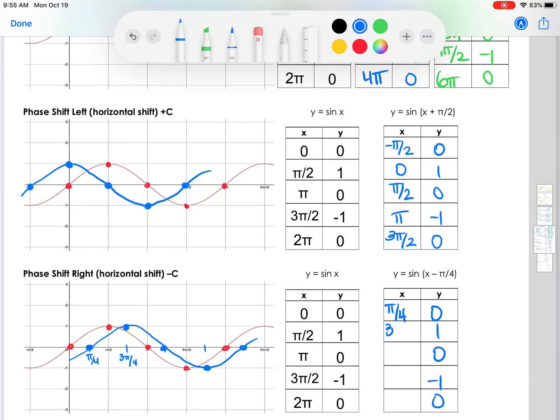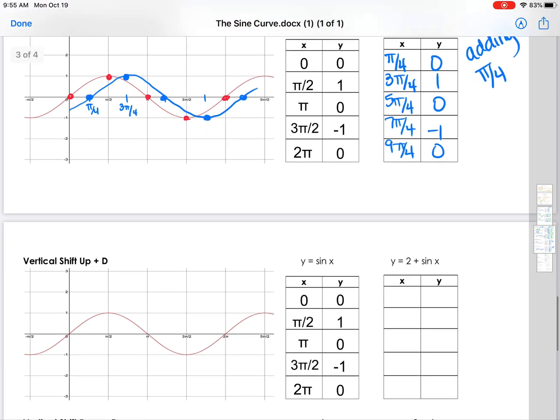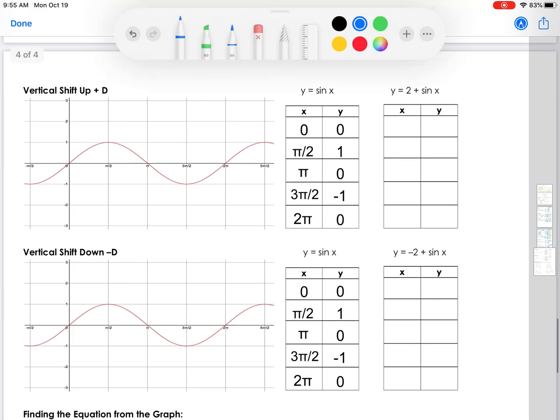So again, it's like adding this time because it's backwards, pi over 4. So I get pi over 4, I get 3 pi over 4, I get 5 pi over 4, I get 7 pi over 4, and 9 pi over 4. So really this is like adding pi over 4, and before it was like subtracting pi over 2.